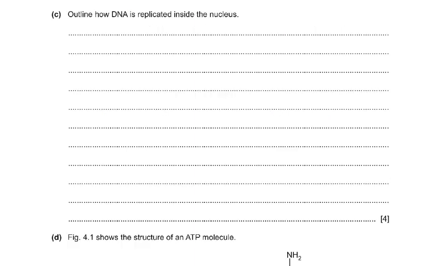Then outline how DNA is replicated inside the nucleus. That's a very direct question. The double helix unwinds, both strands act as templates. Activated nucleotides, DNA polymerase, leading strand synthesized continuously, lagging strand synthesized in fragments called Okazaki fragments. Then ligase forms the phosphodiester bonds, and this is semi-conservative replication.